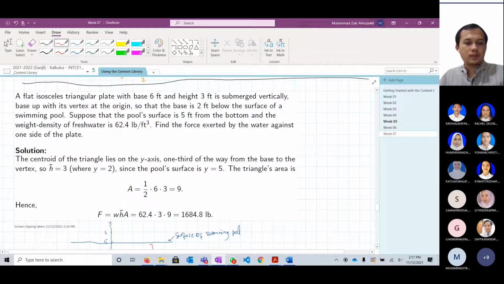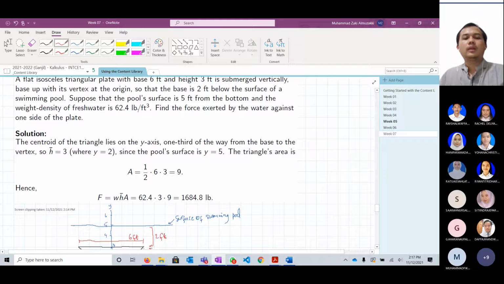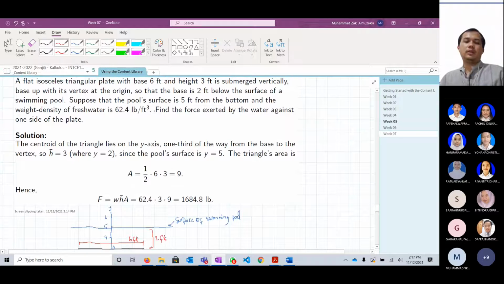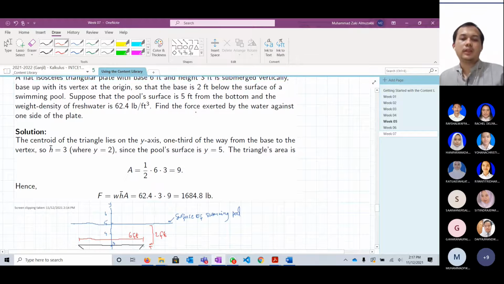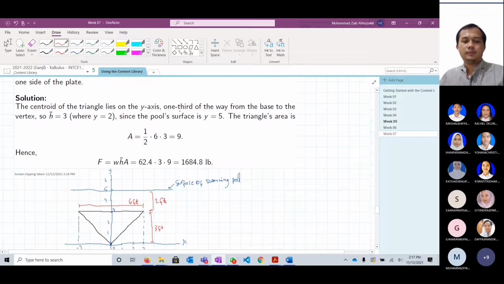Suppose that the pool surface is 5 feet from the bottom, and the weight density of fresh water is 62.4 pounds per cubic feet. Then find the force exerted by the water against one side of the plate. Okay, if we have a triangle like this, then you can try to compute it later.